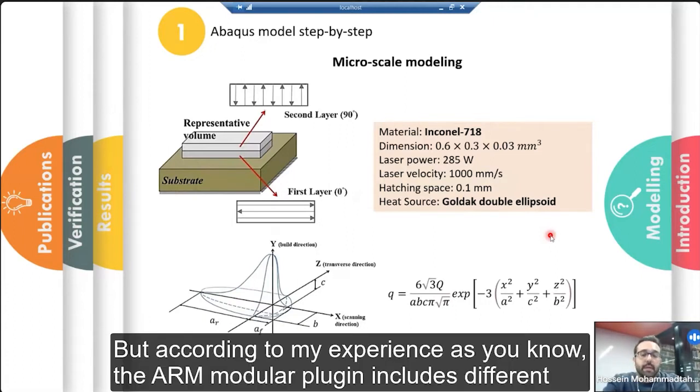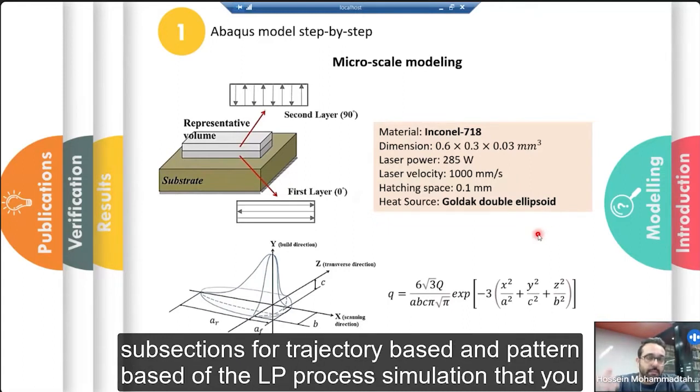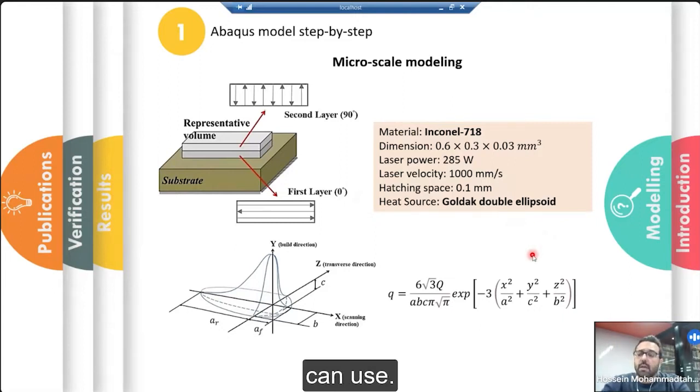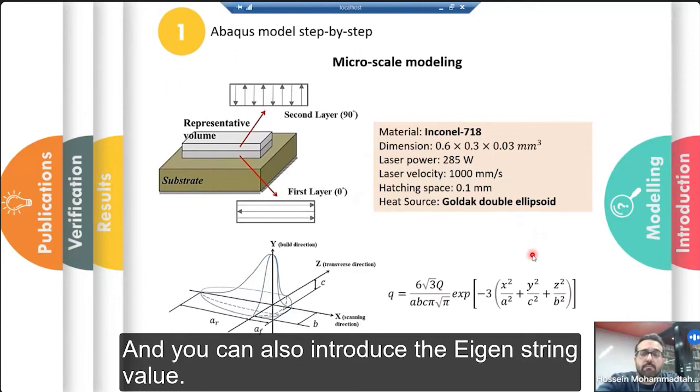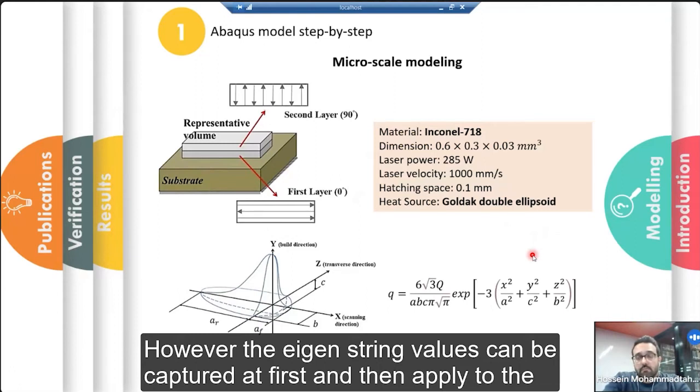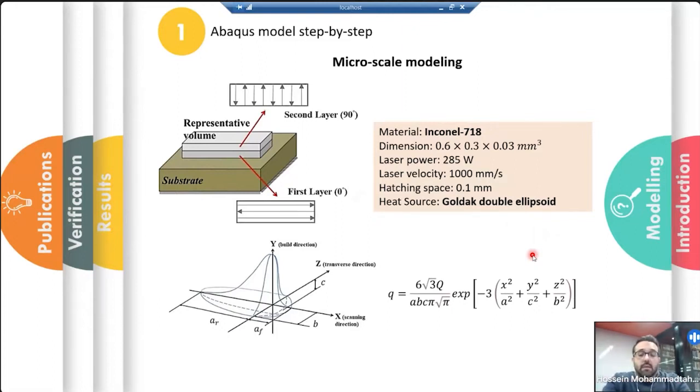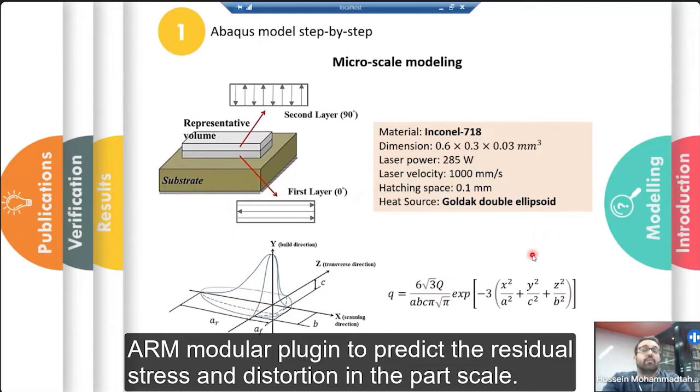But according to my experience, as you know, the AM Modeler plugin includes different subsections for trajectory-based and pattern-based LPBF process simulation that you can use, and you can also introduce the eigenstrain value. However, the eigenstrain values can be captured at first and then applied to the AM Modeler plugin to predict the residual stress and distortion in the part scale.